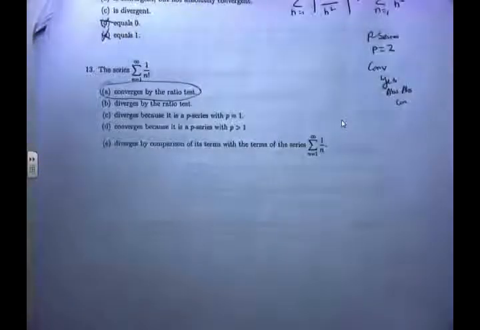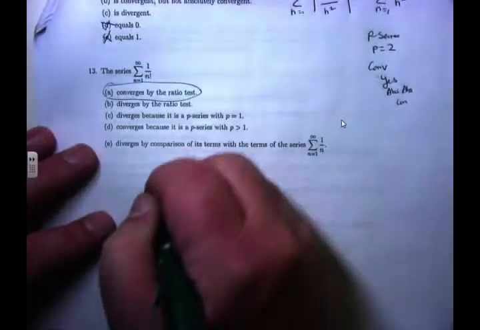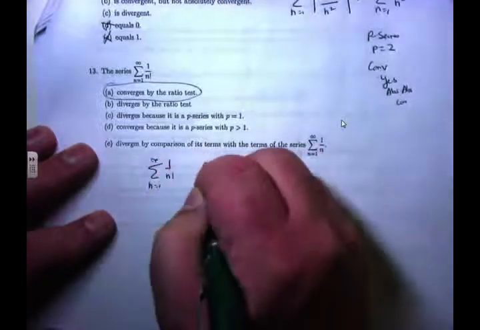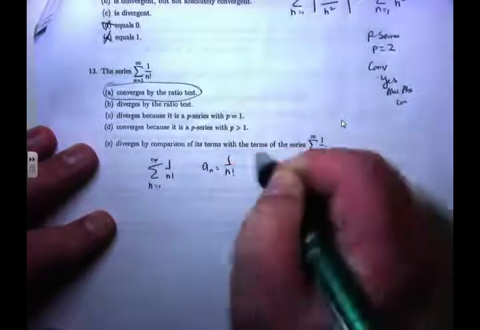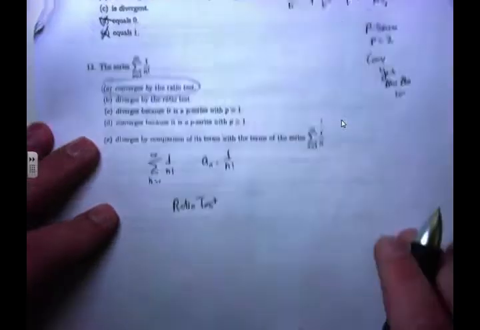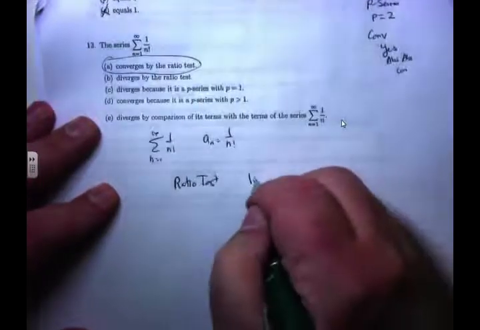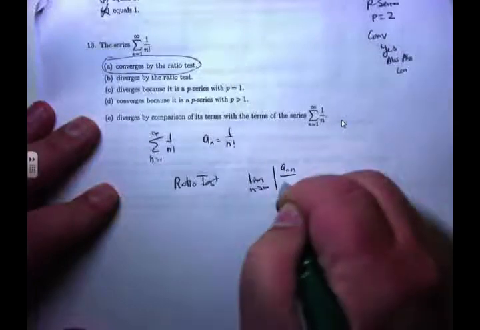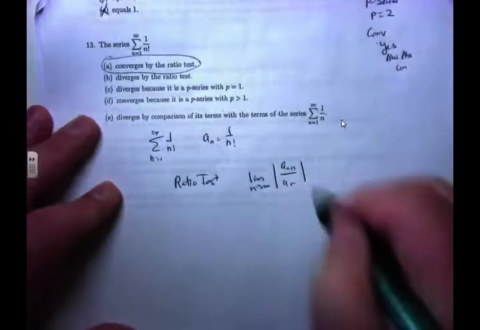However, you guys will go, we didn't do any work here. Yeah, you're right, I'm using my brain. But I'm actually going to do the work just because this is the review. Let's practice the ratio test for a second. The sum as n goes from 1 to infinity of 1 over n factorial. The a_n part is 1 over n factorial. The ratio test says this. I'm going to take the limit as n approaches infinity of the absolute value of a_(n+1) over a_n.